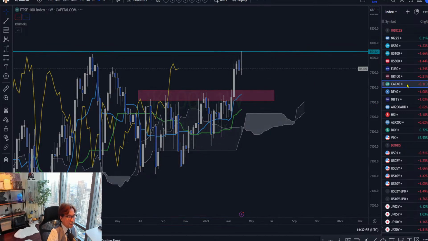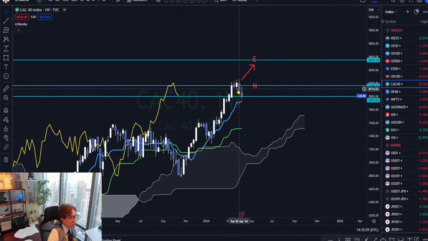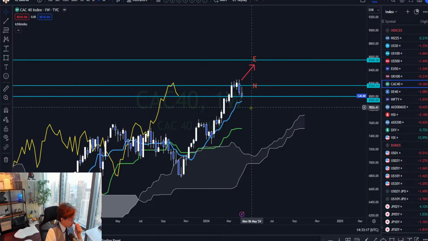And next is CAC France. CAC France is also retracing, but it's above the Tenkan Sen, so it's bullish. Again, if the price breaks Tenkan Sen, the price could go down to Kijun Sen. But so far, it's bullish. Looks like it touched the target of N and retraced last week.